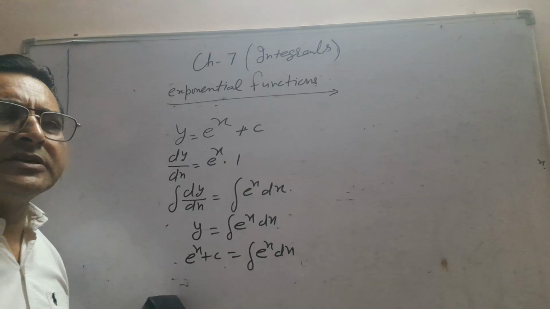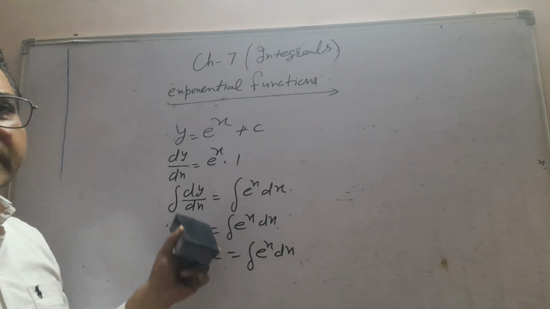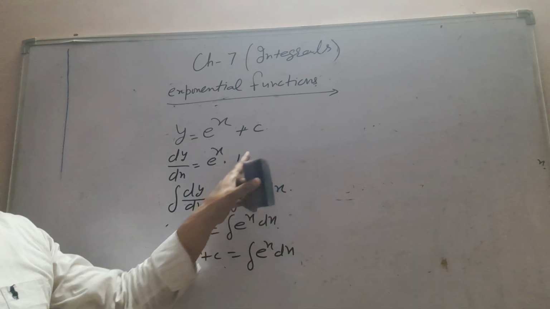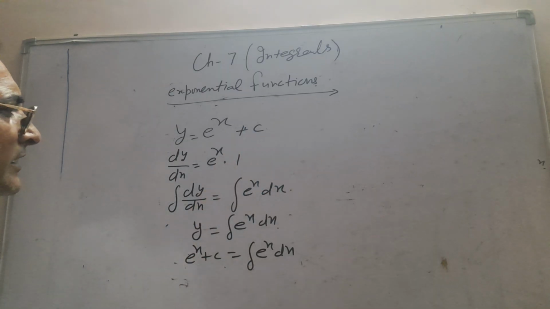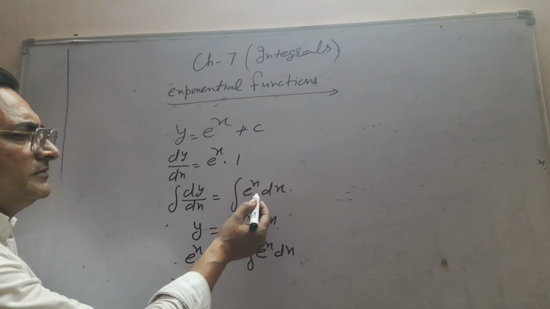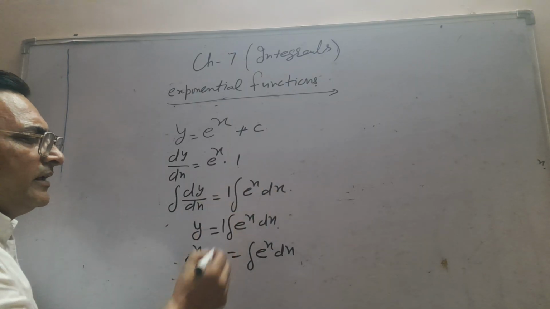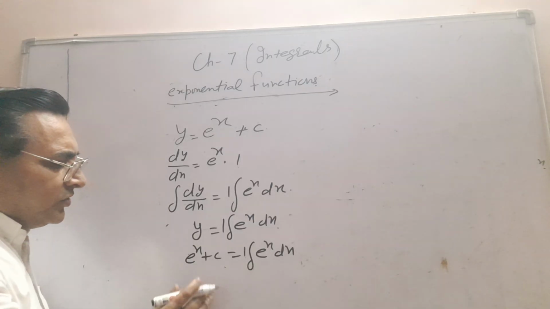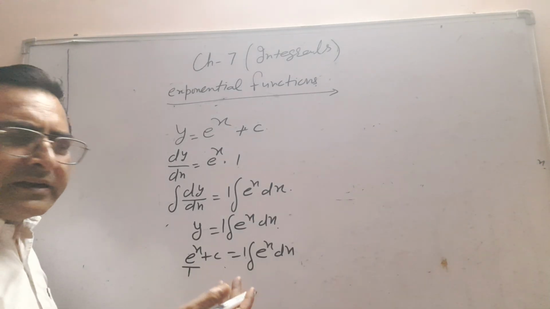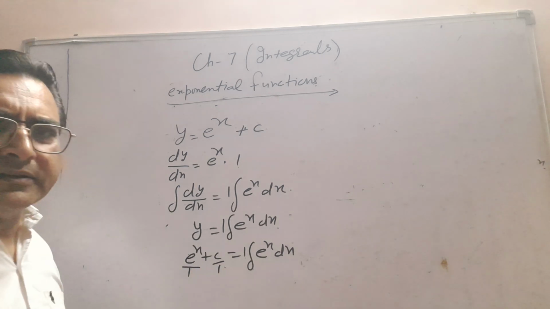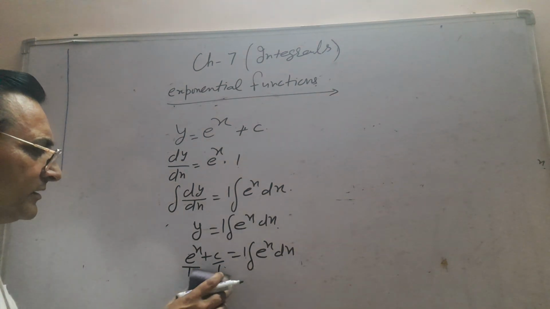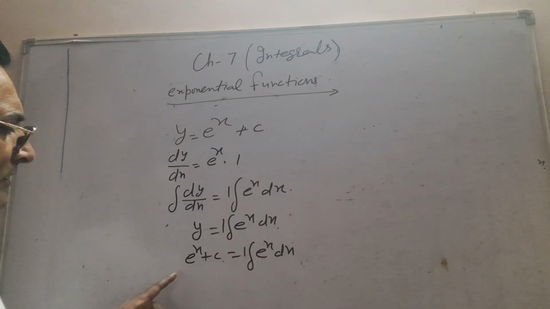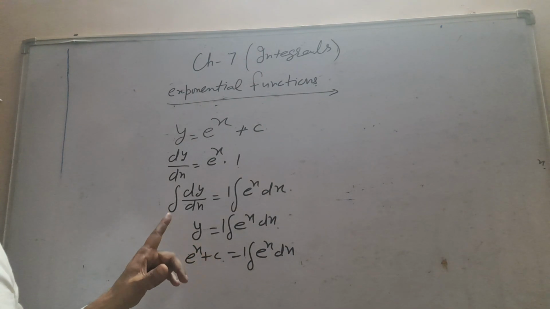In the case of derivative, it is the same exponential function into the derivative of its power. But in the case of integration, this derivative 1 will be in the denominator. So e power x by 1, there is no effect, and c by 1, there is no effect. That's why we are not writing it. It is only e power x plus c.